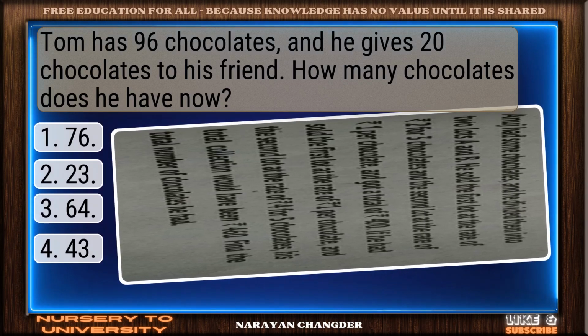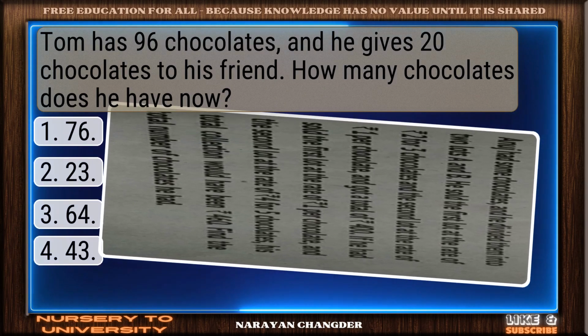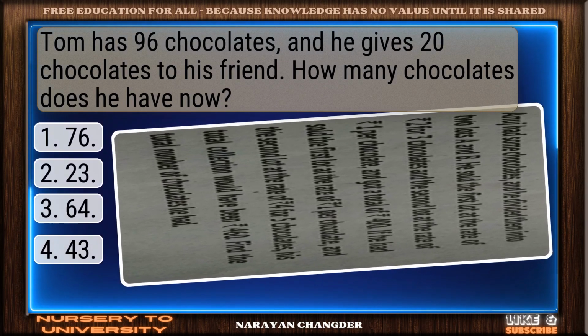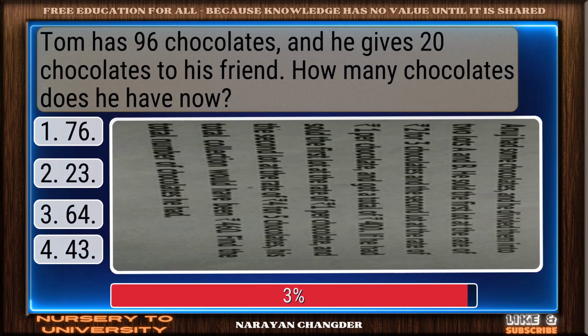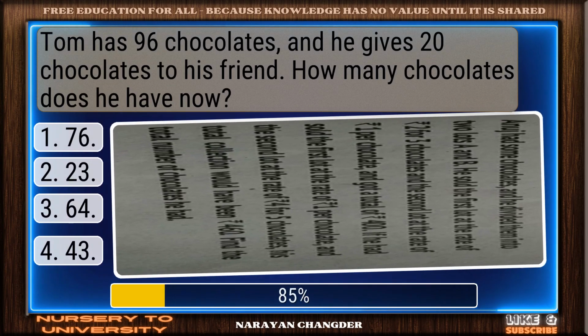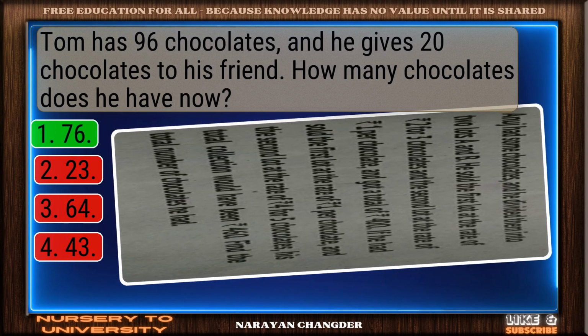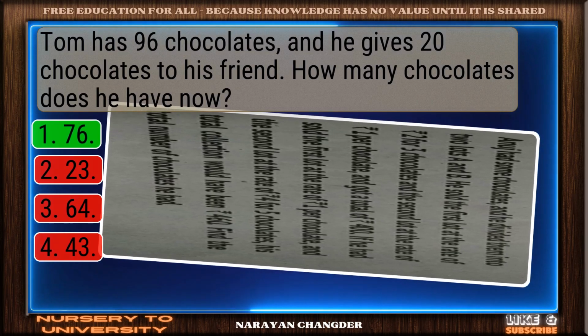Tom has 96 chocolates and he gives 20 chocolates to his friend. How many chocolates does he have now? Solid response. 76 is a valid choice.